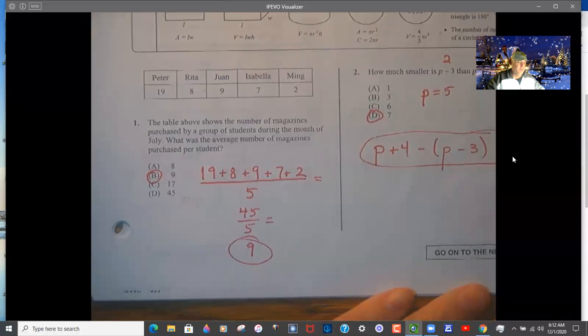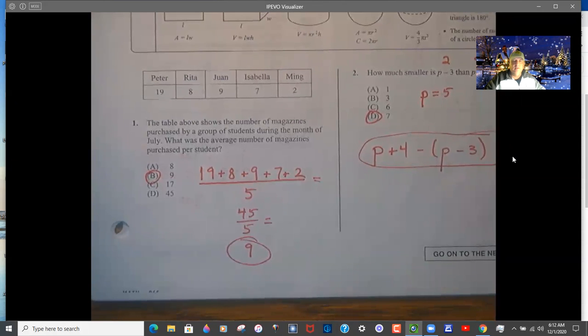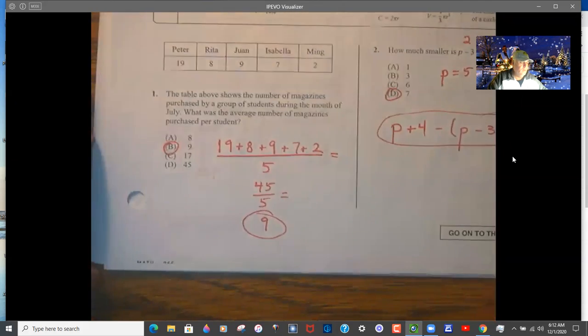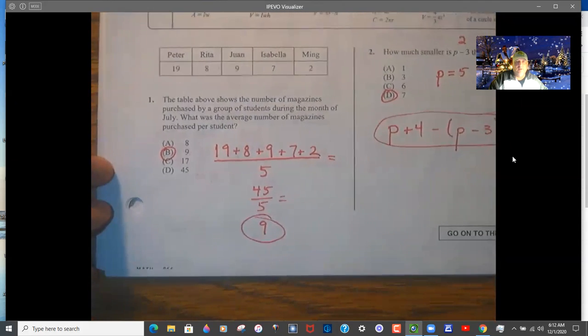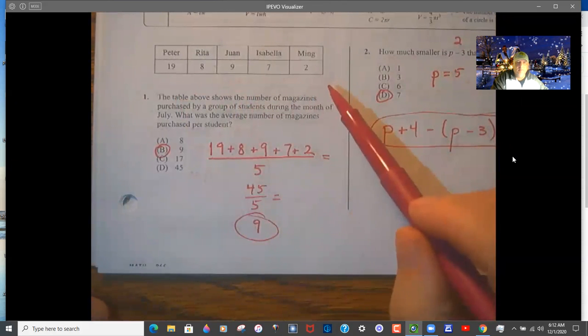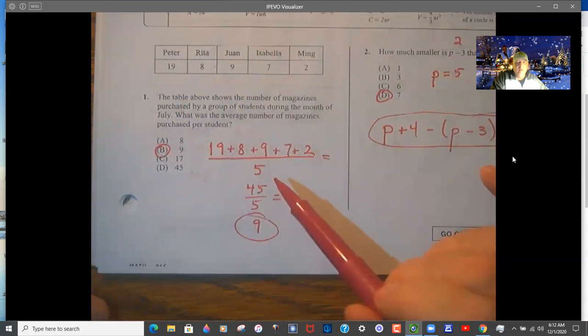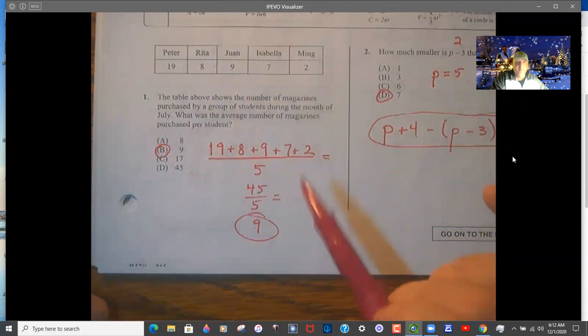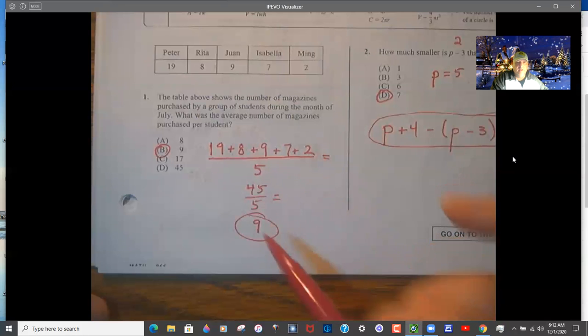These are the first 10 problems on the calculator portion of the first SAT practice test, and for your lesson number, lesson number 6 in test prep. So problem 1 just wants to know straight up, what is the average? So that is the sum over the count. So the count, be careful, is 5. So 5 different people. And that ends up being 9.